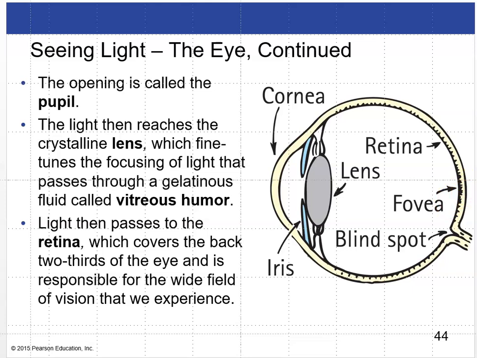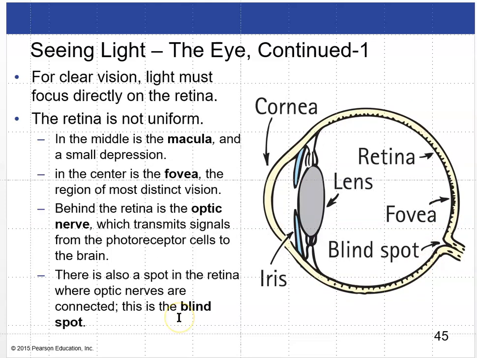Light then passes to the retina, which covers the back 2/3 of the inside of the eyeball and is responsible for the wide field of vision that we experience. So it's on the inside of the eyeball. And the fact that it covers this whole part here is responsible for the wide field of vision that we experience. For clear vision, the light must focus directly on the retina.